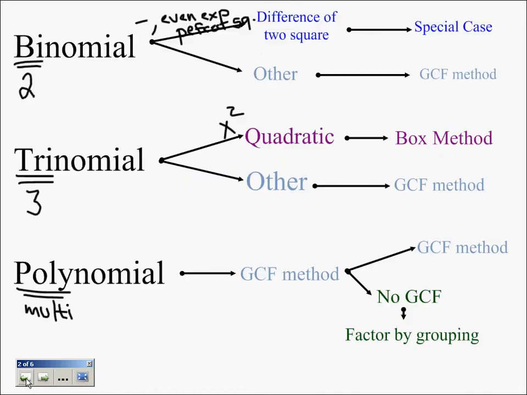We're going to notice that this is a binomial, so we look at our chart. Binomial, we need to decide, is this the difference of 2 squares or not? Does it have a minus sign? Right there, we're done. It doesn't have a minus sign, so it's other. We're moving to the GCF strategy.